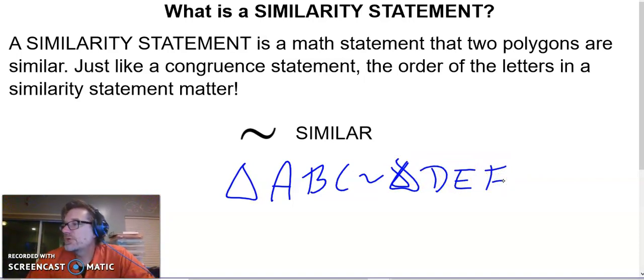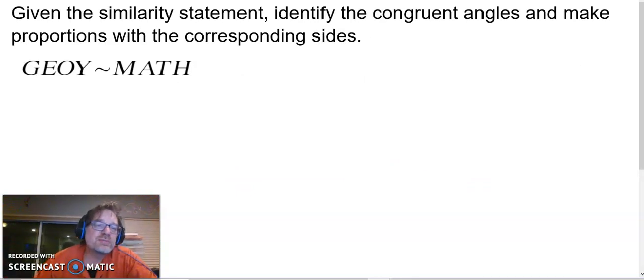So my triangles are similar. So the sides are in proportion and the angles are congruent in that order. What do I mean by that? Well, let's read this similarity statement. If we're given this similarity statement, our congruent angles and our proportional sides are always determined by the order of the angles. Now I'm going to start with my sides.